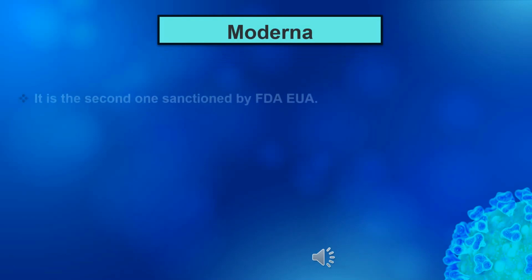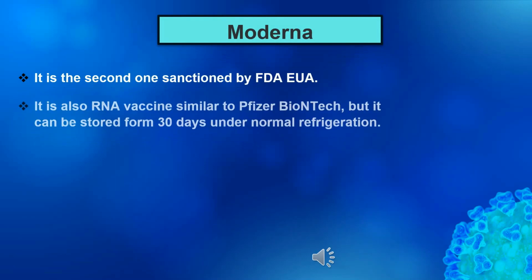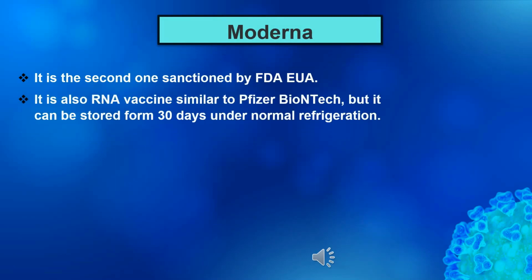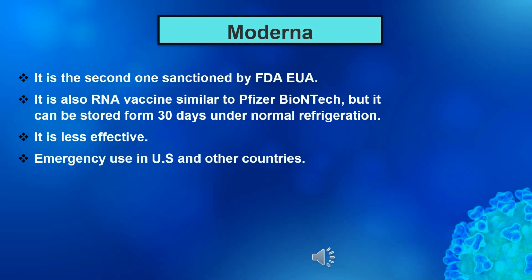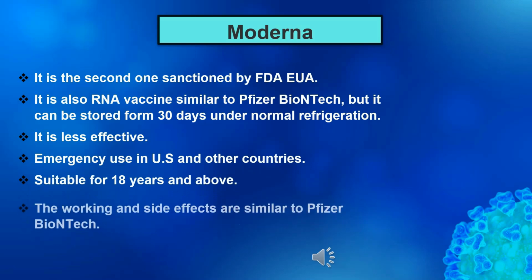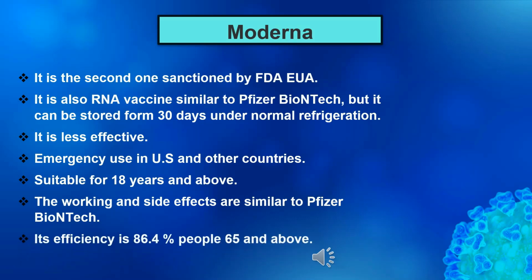2. Moderna. It is the second one sanctioned by FDA EUA. It is also an RNA vaccine, similar to Pfizer-BioNTech, but it can be stored for 30 days under normal refrigeration. It is less effective. Emergency use in US and other countries. Suitable for 18 years and above. The working and side effects are similar to Pfizer-BioNTech. Its efficiency is 86.4% in people 65 and above.